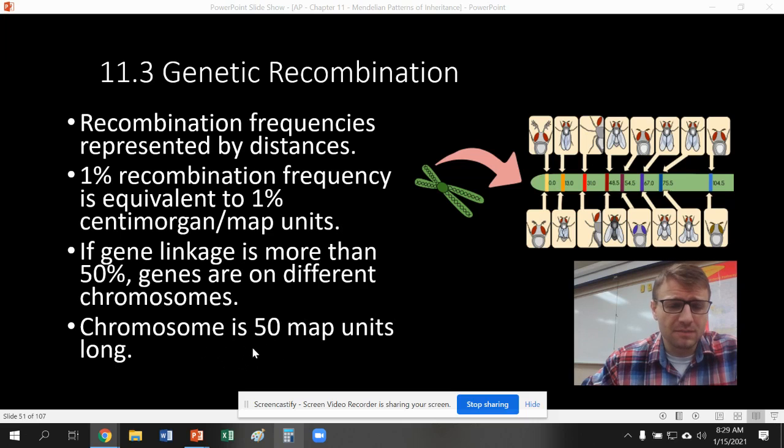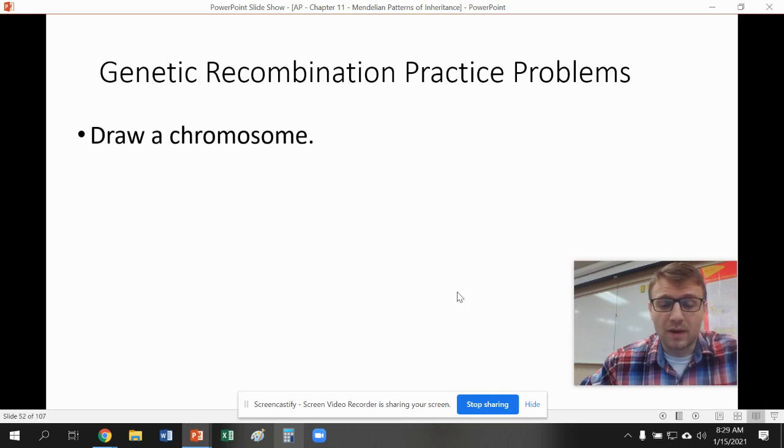Each chromosome is about 50 map units long. If a gene linkage is more than 50%, genes are on different chromosomes. So that's easy for us to understand. 1% recombination frequency equals 1 map unit. It's called a centimorgan after Thomas Hunt Morgan, but it's map units. I know I'm talking in another language, but let's do a couple practice problems.